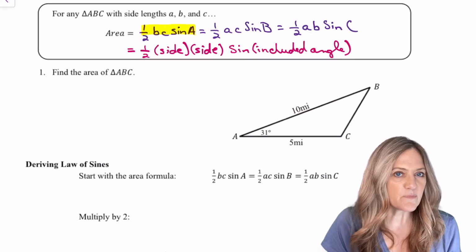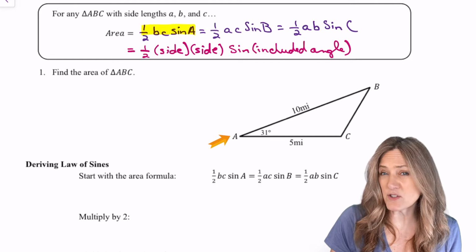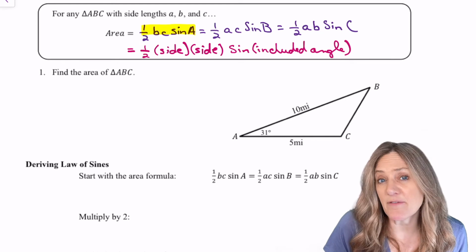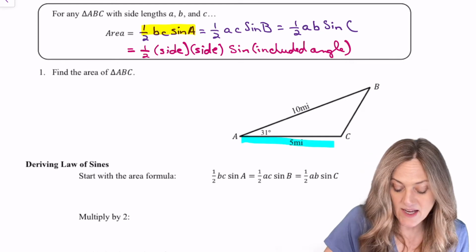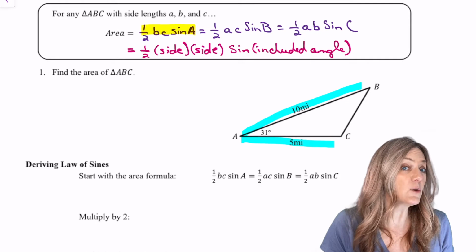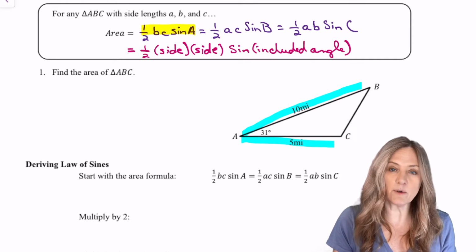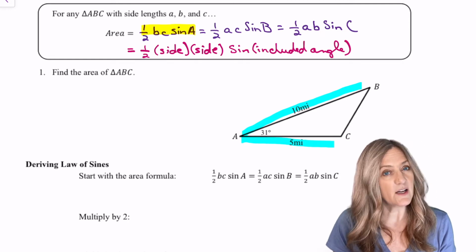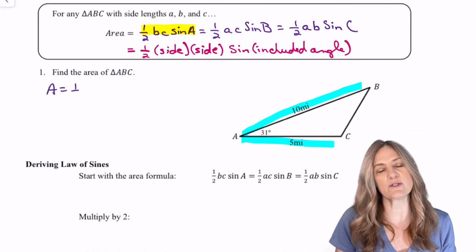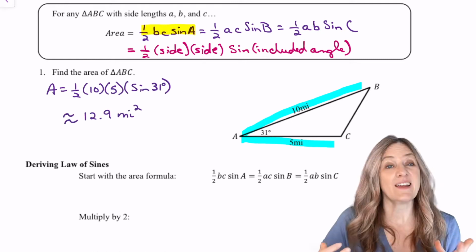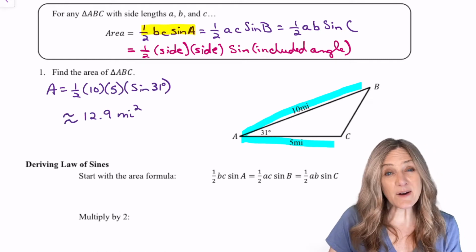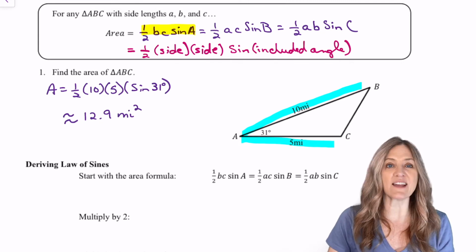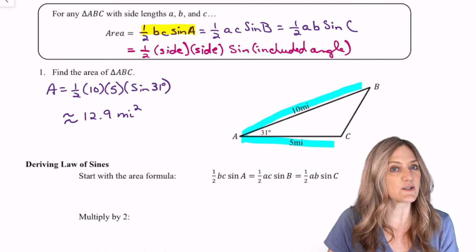Let's practice this. Looking at this figure, I know angle A measures 31 degrees. So I want to work from angle A. The two sides that form that angle measure 5 miles and 10 miles. So when I evaluate the area of this triangle, it'll be 1/2 side times side, meaning 10 times 5, times the sine of the included angle, so times sine of 31 degrees. Plugging that into the calculator, we now know that the area is approximately 12.9 square miles. Don't forget that square on miles because area is always units squared.